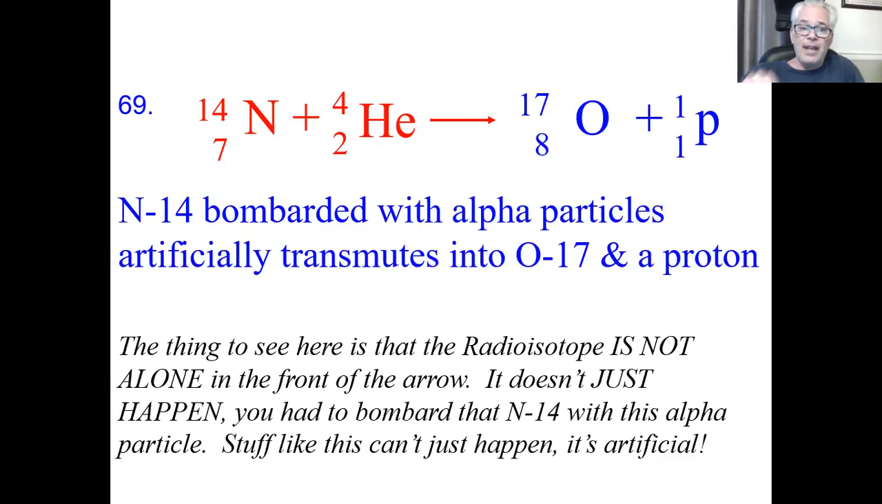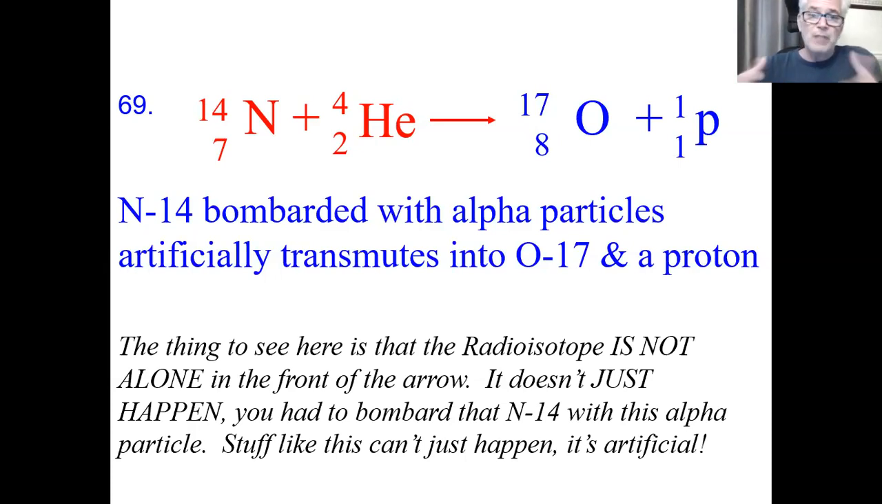Now, the thing you need to see is that the radioisotope is not alone in the front. Nitrogen-14 plus an alpha particle. And that means it didn't just happen. That means you did it. A scientist shot an alpha particle at this nitrogen. It doesn't just happen. This is artificial transmutation.